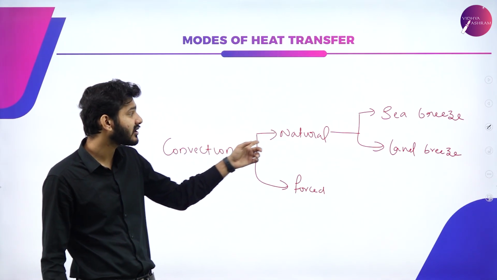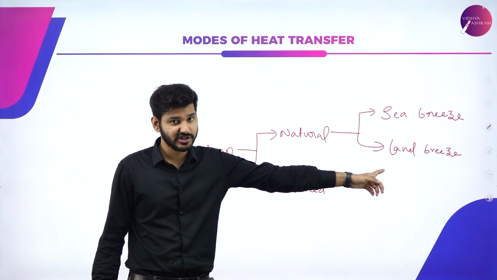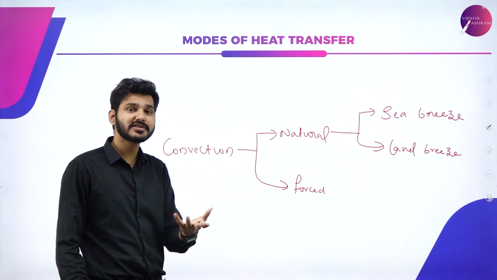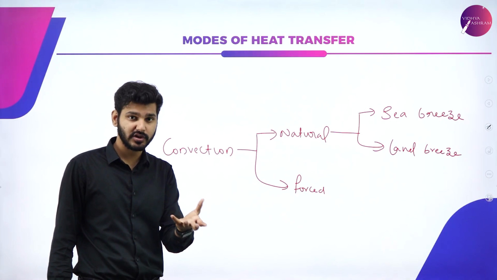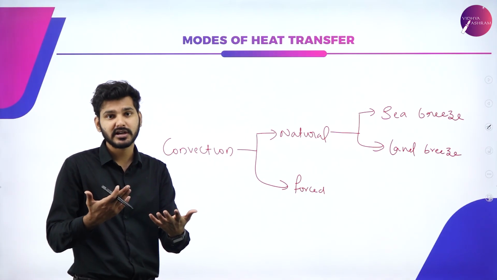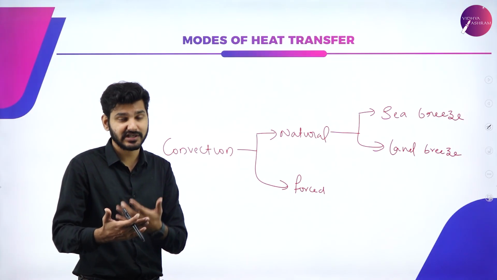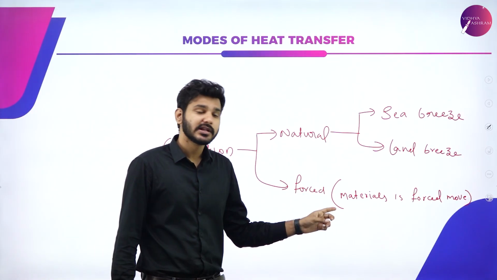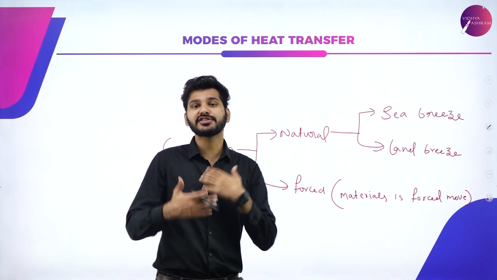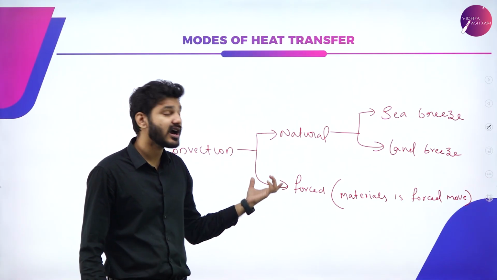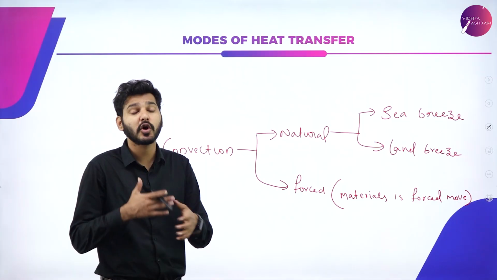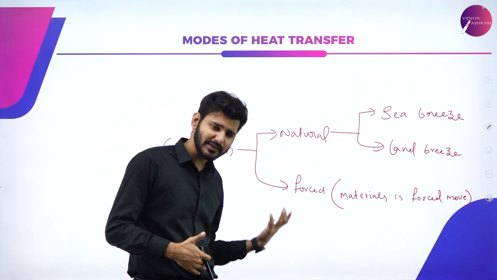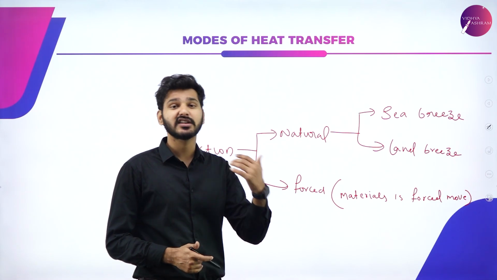So that is natural modes of convection, and there is a forced mode also. That is, you're using a mechanical pump in order to force convection. That is known as forced convection. So how do we do that? The material is actually forced to move using a pump or a system or any other means. So that particular system or that particular means is known as forced convection.